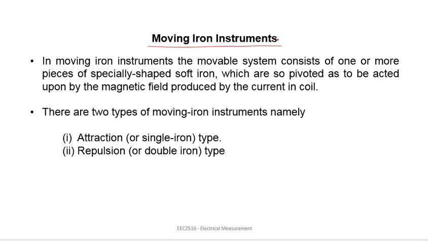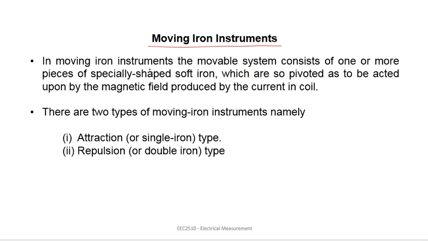So now we will move on to the next category of instruments, and that is moving iron type instruments. First of all, the main difference these instruments have, if we compare them to the PMMC type instrument, is that in case of PMMC type there was the movement of the coil, whereas in the moving iron type instrument, the movable part, you can say, is the iron vane.